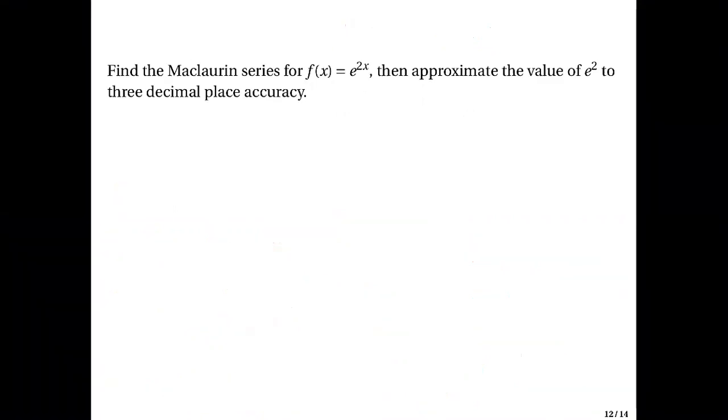Next problem, find the Maclaurin series for f of x equals e to the 2x. Then approximate the value of e squared to 3 decimal place of accuracy.